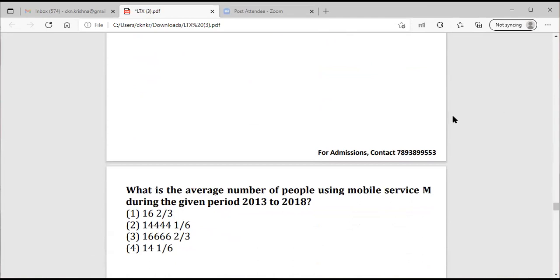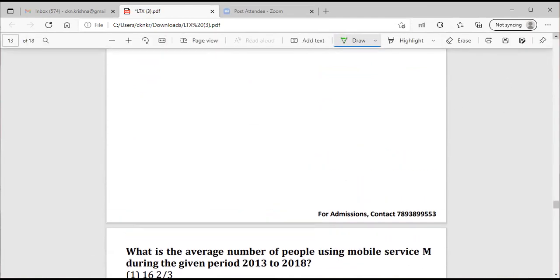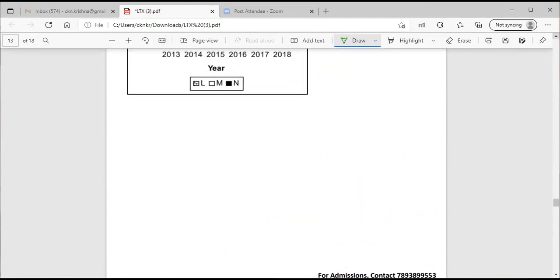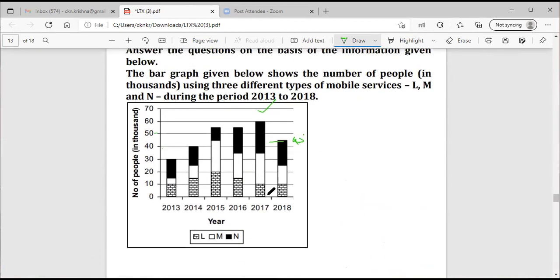What is the average number of people using mobile service M? What is the middle value? The number of people is in thousands. 1000 we will add at the end. 10 to 15, 5. This is 15 to 25, 10. This one, if we take it, goes to 20 and up to 45, 25.